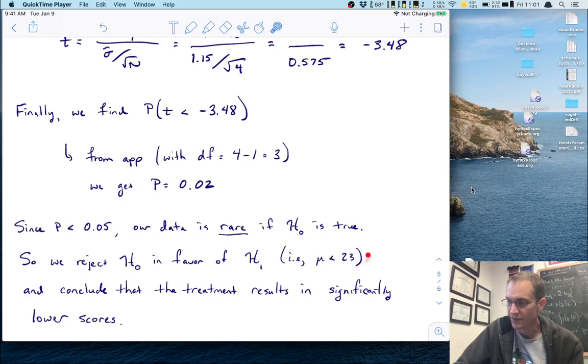Remember, that's the hypothesis that mu is less than 23. What does it mean to say mu is less than 23? That means that the treatment mean decreases. So our conclusion is that the treatment results in significantly lower scores. And that's how we do the hypothesis test. So as you can see, the logic of the hypothesis test, this so-called t-test, is the same as what we did last time. It's just that the mechanics are slightly different. We have to consider t-scores now instead of z-scores.